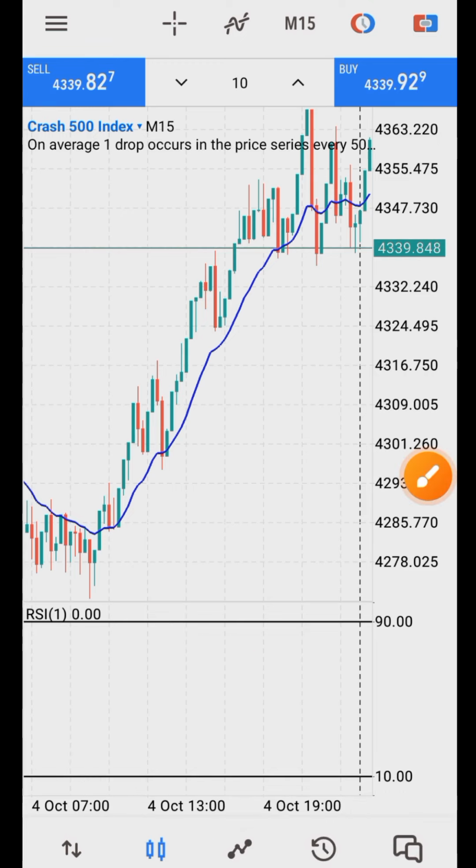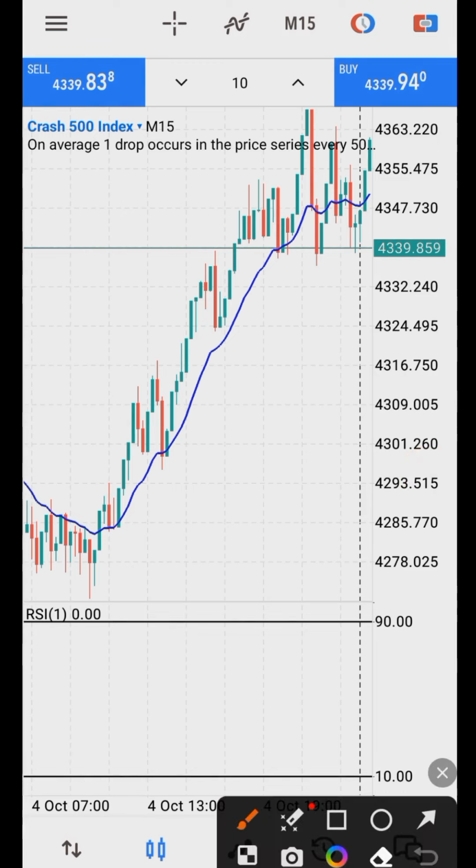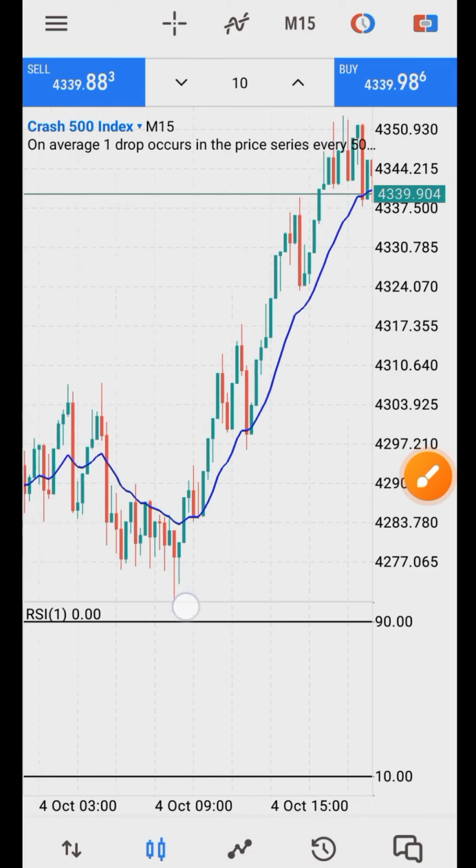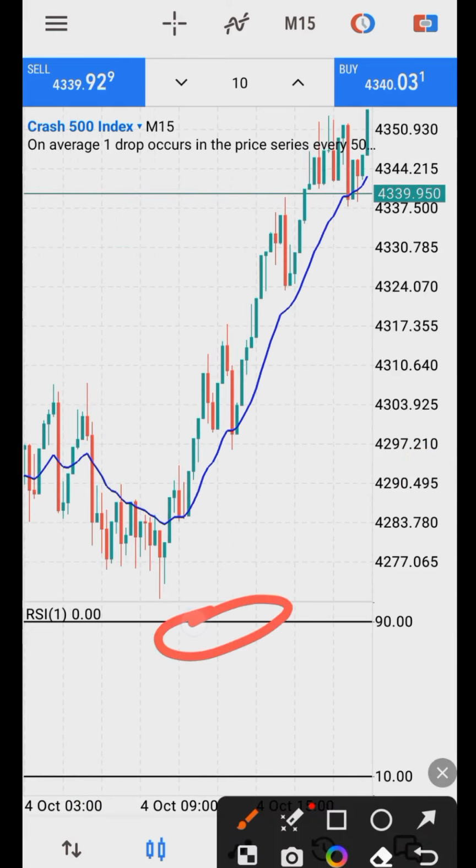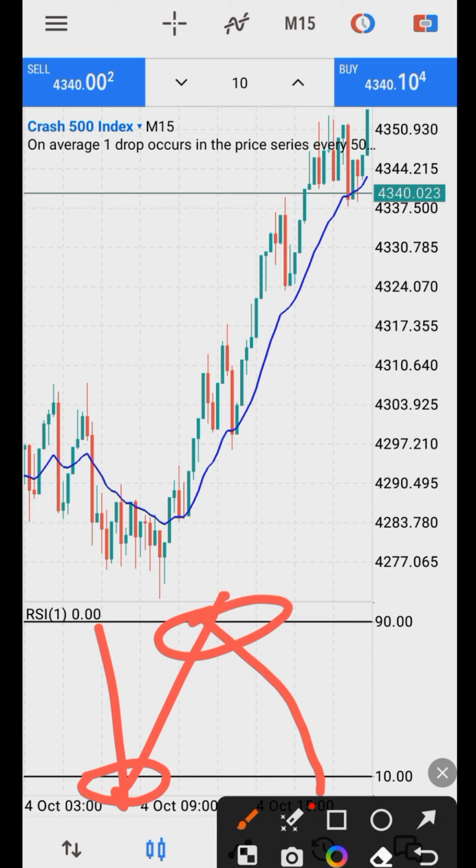So we all know how the RSI works. We have the level 90. The level 90 tells us when the market is overbought, and the level 10 tells us when the market is oversold. That is, when you see the market come to this level, it tells us that the buyers are taking their profit. It's possible for a reversal to happen. Same thing when the market comes to this region, it tells us the sellers are taking their profit. A reversal is about to take place.